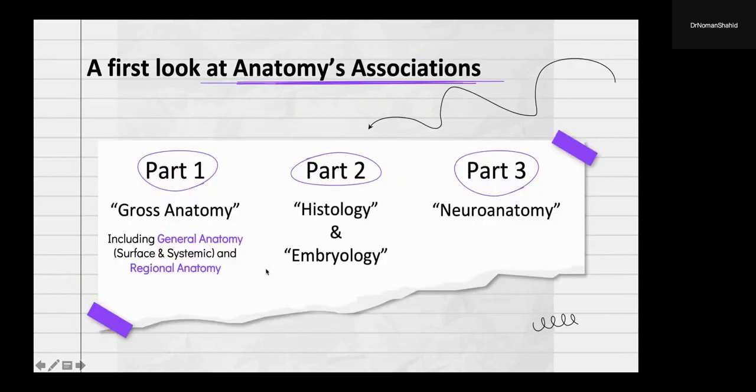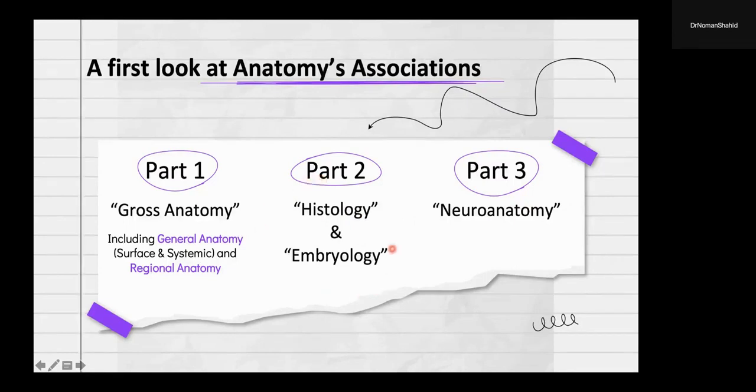Next. So yesterday we said that we're going to divide our anatomy into three associations: gross anatomy, histology and embryology, and neuroanatomy. Neuroanatomy deals with the nerves. Neuroanatomy has CNS, peripheral nervous system, autonomic nervous system, somatic nerves, sensory nerves, motor nerves. All of these are covered in neuroanatomy.